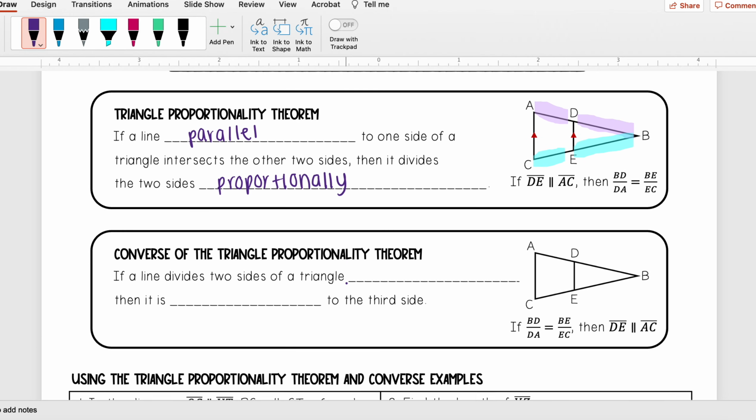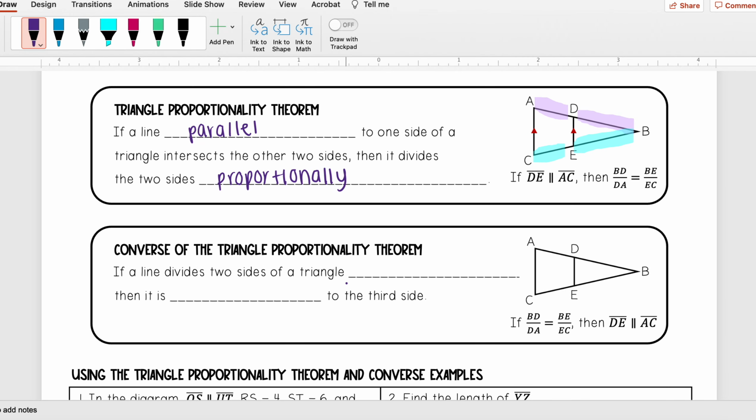And then the converse of this theorem is also true, so I can switch this around and say that if a line divides the two sides of a triangle proportionally, then it is parallel to the third side. And so here I again have that proportion that BD over DA is equal to BE over EC. And since I have that proportion, I can therefore say that DE is parallel to AC.